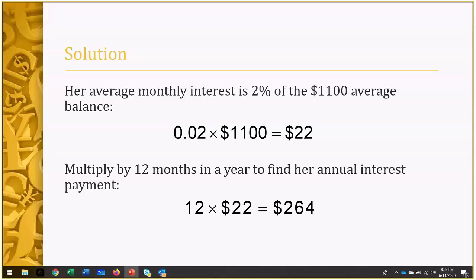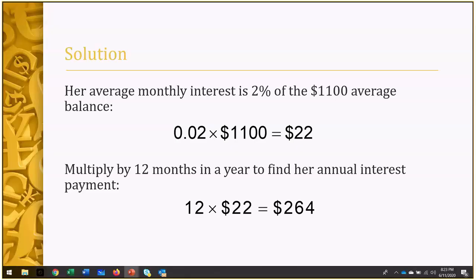Any questions about any of that so far? What we could have also done, okay, good. What we could have also done is gone back and, instead of doing 12 times 22, plugged in 0.24 for the 24%, and multiplied that by 1,100, and that would have still been 264. There are two different ways to find the annual interest.